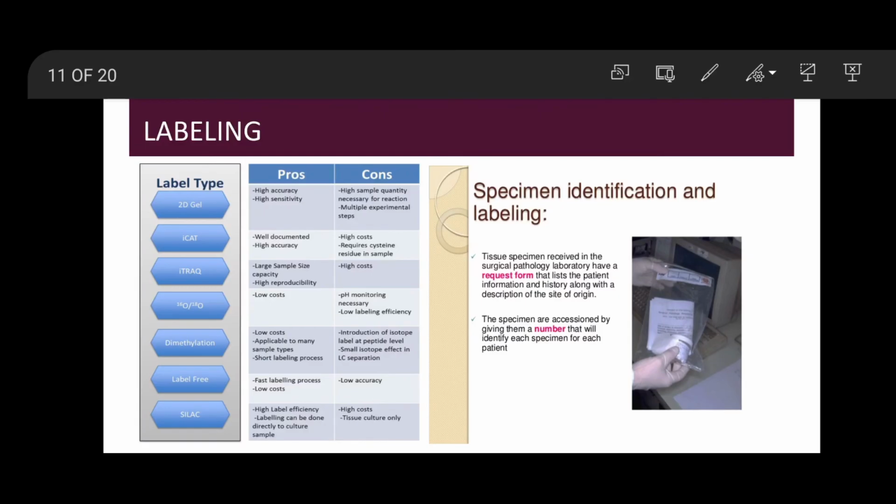Do you understand that? So please always make sure to be mindful of the labels from the requisition or the request form down to the labeling process of tissue processing.